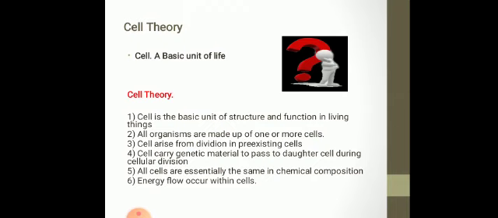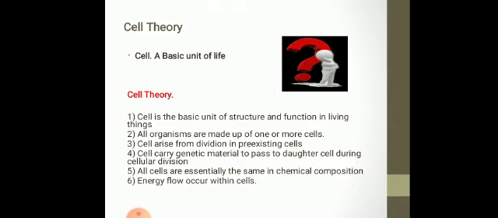Cell theory. First of all, you must know, and you have studied it, what is meant by cell. Cell is the basic unit of life. Why do we call it unit? Because we know that cells join to form tissue, tissues join to form organs, organs join to form system, and when different systems combine, they form an individual. So the basic unit of life where all the life processes are occurring is a cell.